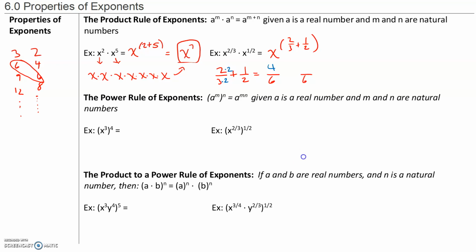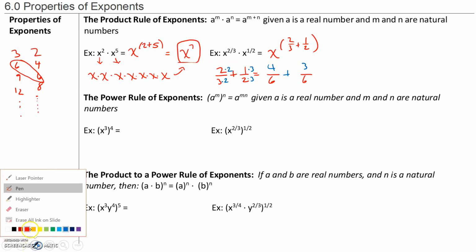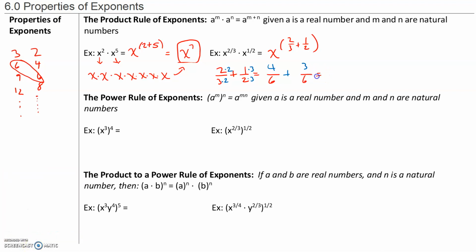And then same over here, you have 1/2. To change the 2 into a 6, we multiplied by 3. So we multiply the 1 by 3, and this gives you plus 3 over 6. We can only add fractions once they have a common denominator. So now we can add 4 plus 3, and this will give you 7 over 6. So this becomes x to the 7 over 6 power.